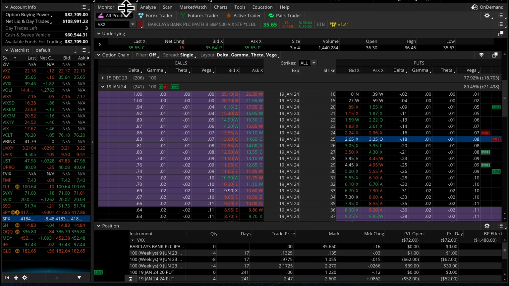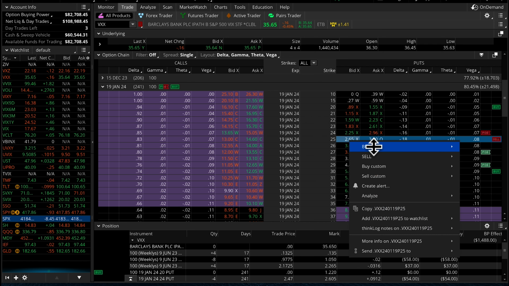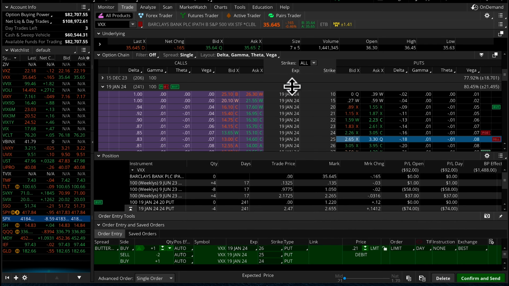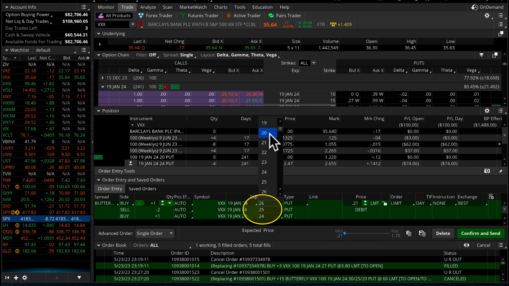So to actually execute the butterfly, this is what is called a 20, 25, 30 butterfly. So you just go to the 25, you buy to open a butterfly. And then I just have to adjust the strikes to make sure it's the right one. So I'm going to do the 20 and the 30.